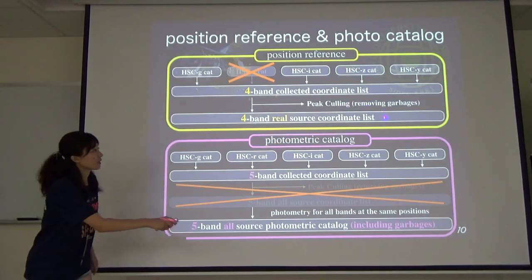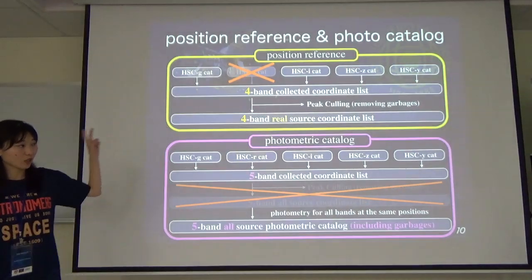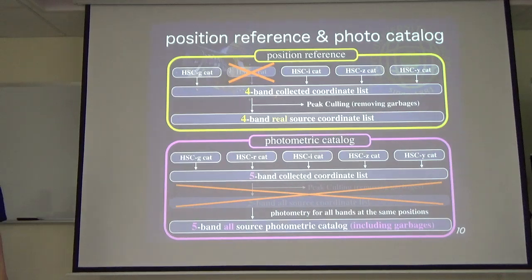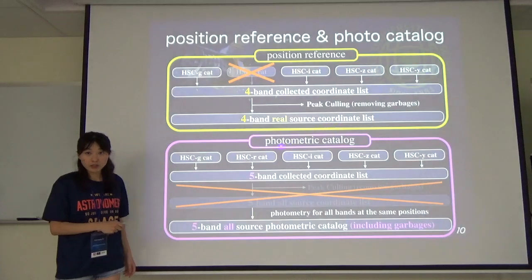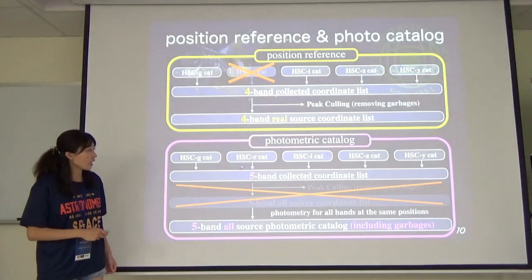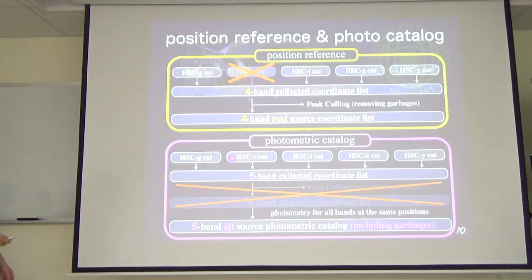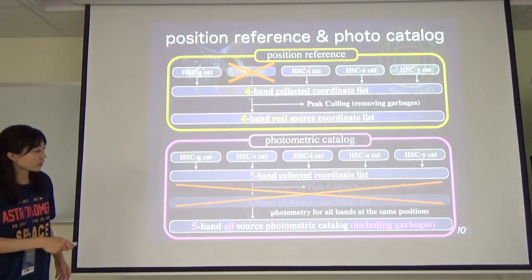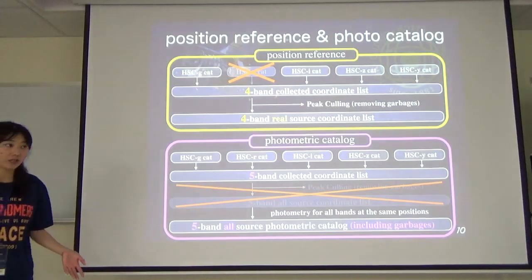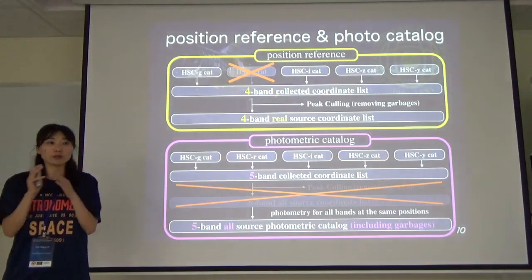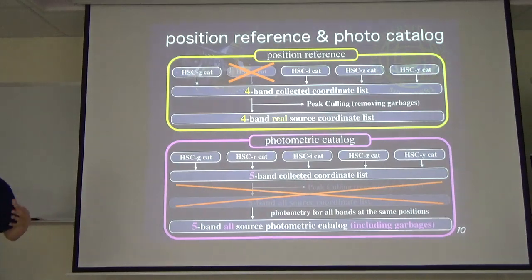And the position information we make without the u-band is called the photometric position reference. Okay, and independently we make the photometric catalog, which has to have the u-band information also. But as I said, if we use this u-band data with the normal flow of the analysis, then we miss some real sources. So this time, we don't remove anything. We just include every single detection.